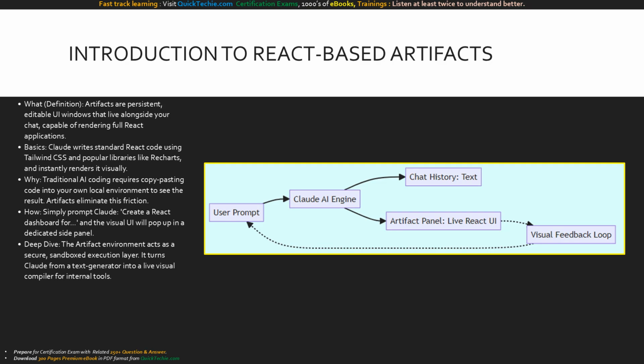In the past, if you asked an AI to write a React component, you had to copy that code, paste it into your local IDE, install dependencies, and run a local server just to see if it worked. Artifacts fundamentally change this. An artifact is a persistent, editable window that lives right next to your conversation. When you ask Claude to build an internal tool, it doesn't just give you the text, it renders the fully functional React application instantly in this sandboxed environment.